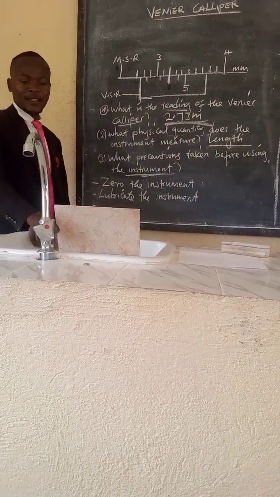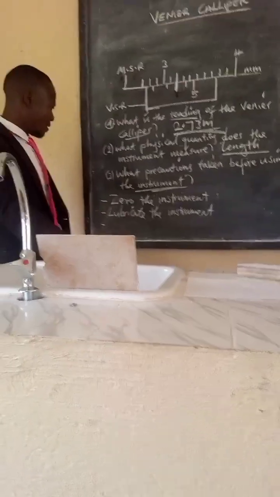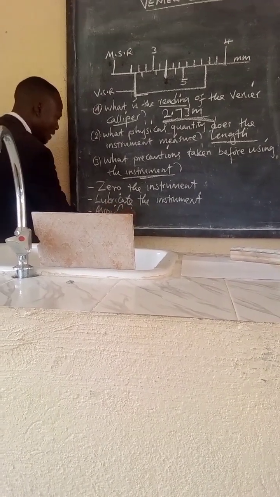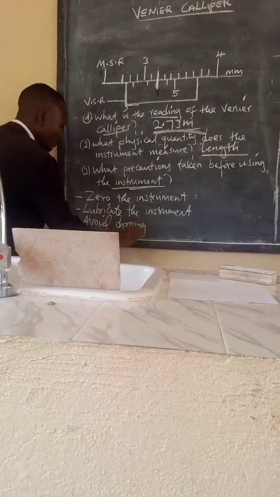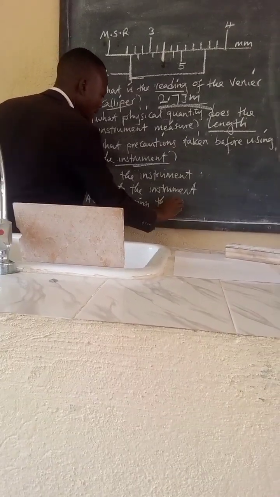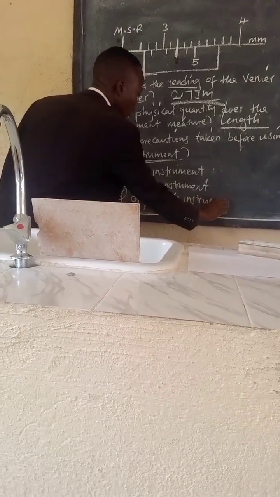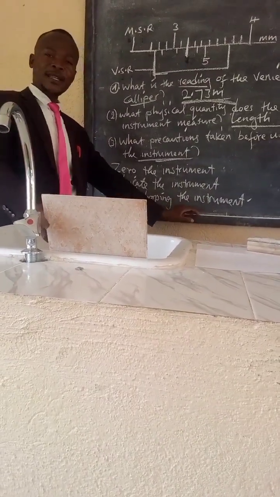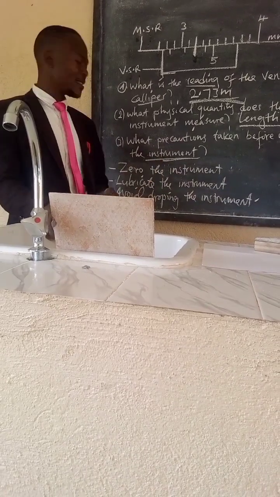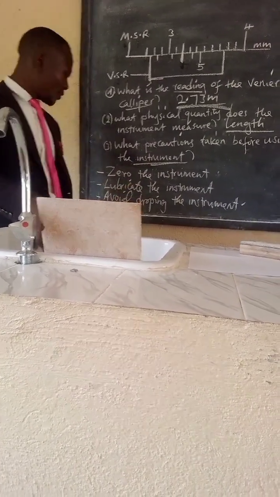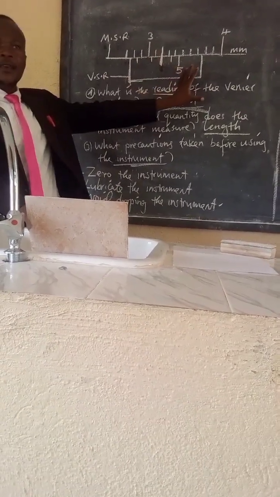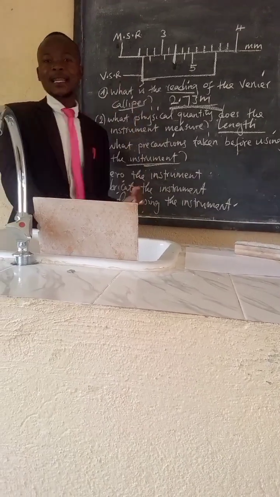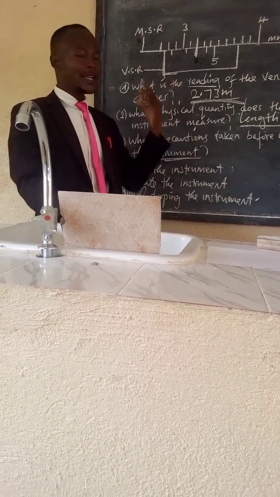Then number 3, the third precaution, you can also avoid dropping the instrument. Reason, when you drop the instrument, it loses its accuracy. Then the last one, you can also clean the instrument by using a dry cloth. You can dust the instrument or clean the instrument by using a dry cloth.